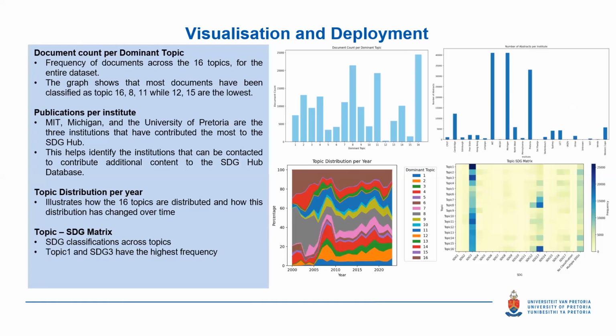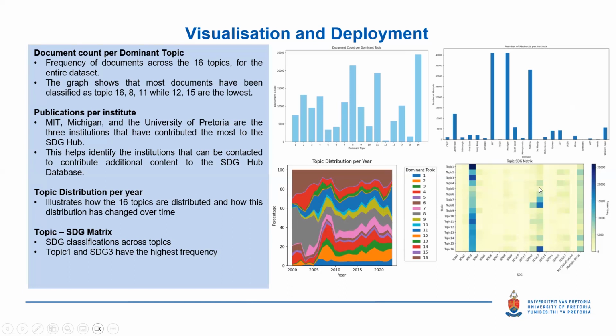The topic distribution over time graph provides insights into how the prevalence of different topics change over time. It can be observed that the most noticeable decline is topic 8, which is the gray section, whereby in the early 2000s, as we can see, about 40% of the documents were classified as topic 8, but currently only about 10%.